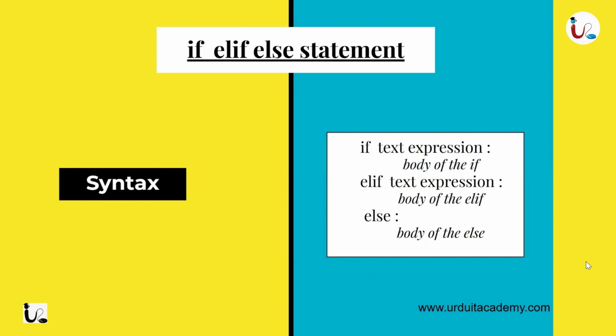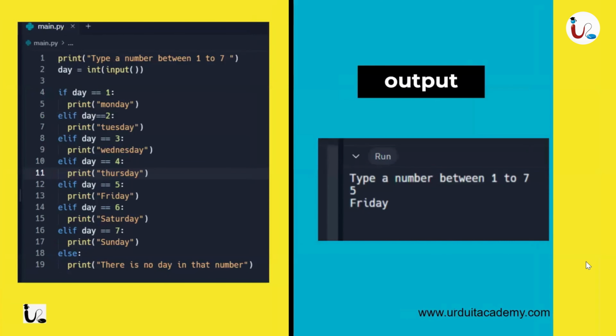Now let's see an example. Here you can see we are asking the user to type a number between 1 to 7. Okay. So here, imagine the user can type any number, right? Whatever number they are typing, we are storing it inside the variable day. Day equal to int input. So after that, we are checking if day equal to 1. If it is 1, we are printing Monday. Imagine the user is entering 1. Then the computer will print Monday and it will skip all the remaining elif and else blocks. The computer will not check that. It will directly go below the else block.